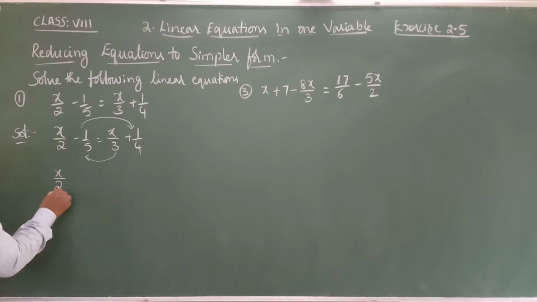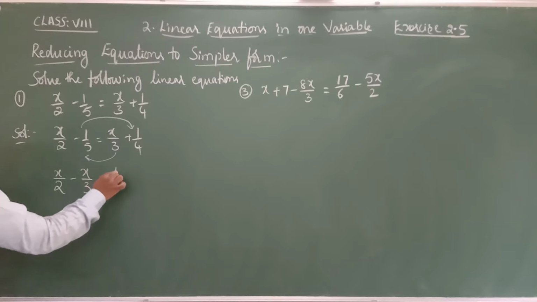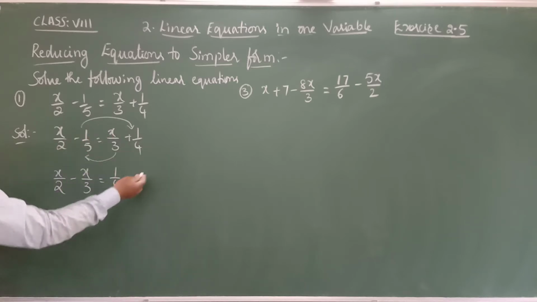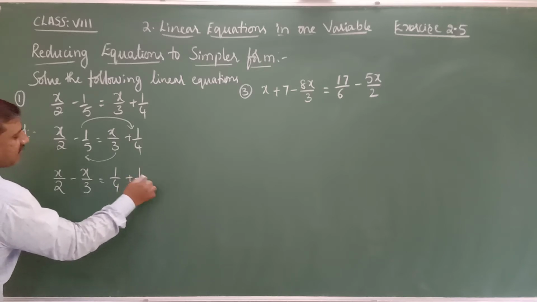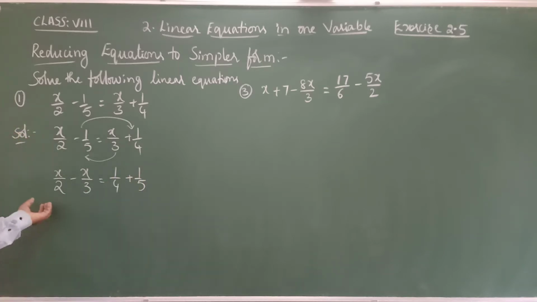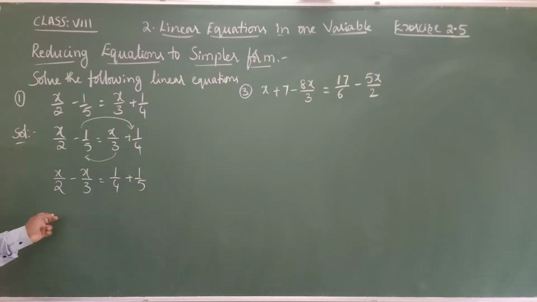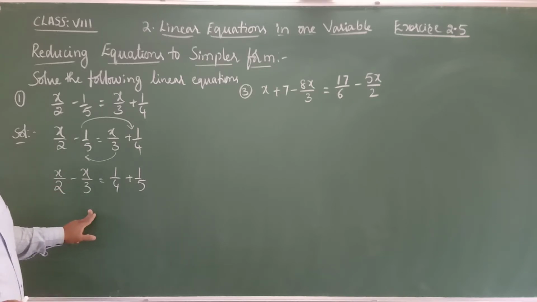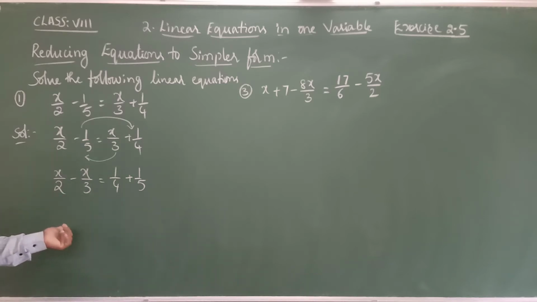x by 2 minus x by 3 is equal to 1 by 4, transposing minus 1 by 5 to RHS to become plus 1 by 5. Now we observe we have the variables on the left hand side and constants on the right hand side. So you need to simplify. Take the LCM of 2 and 3, both are prime numbers. Therefore their LCM will be the product of those two numbers, that is 2 times 3 is 6.